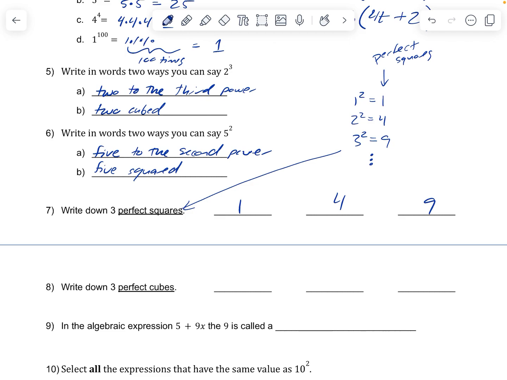You could also think about it more geometrically. So you could think of these numbers as the areas. And so if you think of 9 as the area of a square, what would the side lengths of that square be? Well, it would be 3 and 3. So a perfect square is when you have a square where, if that's the area, the side lengths are going to be whole numbers. So that's another way to think about it more visually.